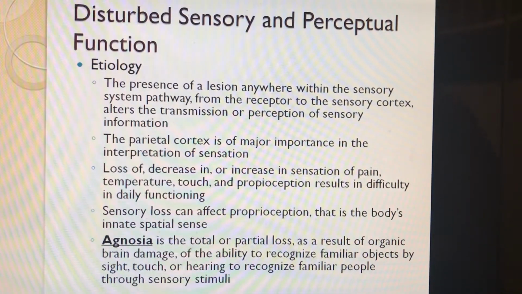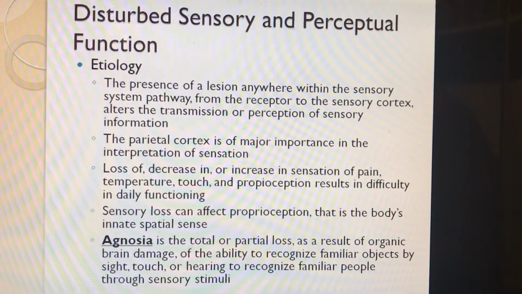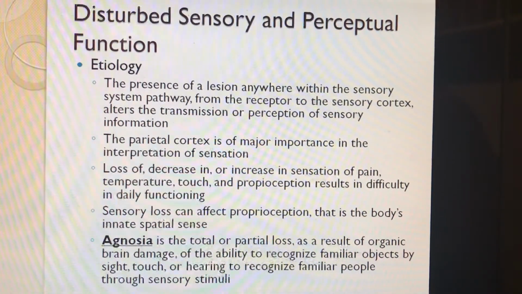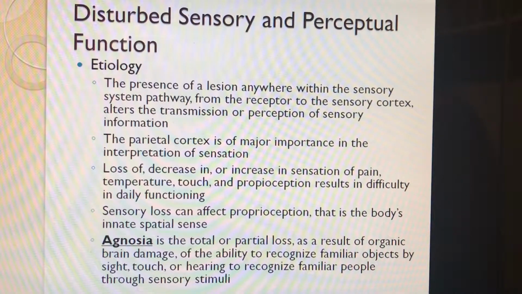Next, we have disturbed sensory and perceptual function. So this is where the parietal cortex is of major importance in the interpretation of sensations. So any loss of that, you're going to have difficulty in daily functioning. The sensory loss can affect proprioception, that is the body's innate spatial sense. You can have what's called agnosia, which is the total or partial loss, as a result of organic brain damage, of the ability to recognize familiar objects by sight, touch, or hearing, or to recognize familiar people through sensory stimuli.